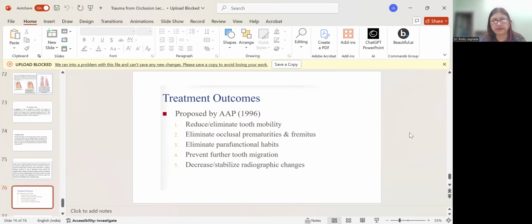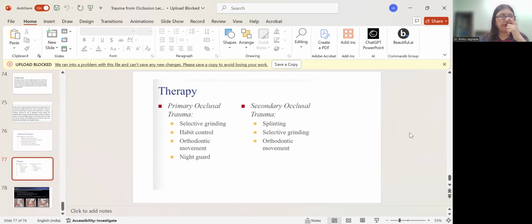It may be splinting. It may be to ask the patient to get rid of the parafunctional habits like bruxism and clenching by use of appliances. Okay.